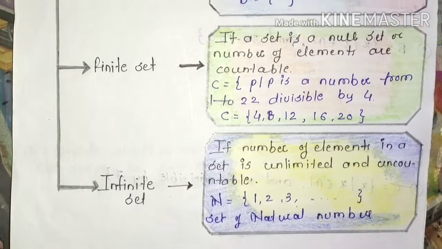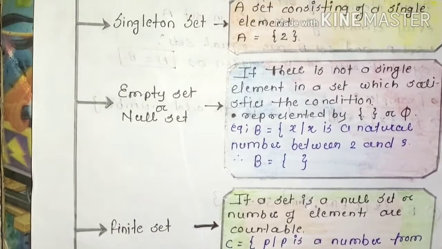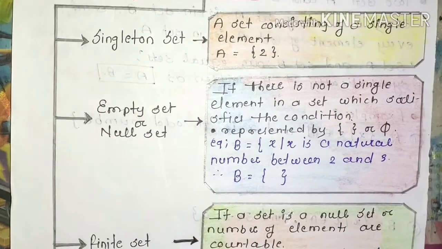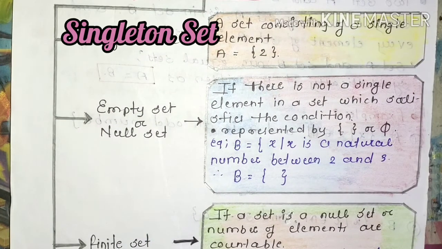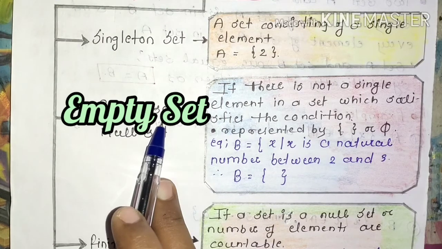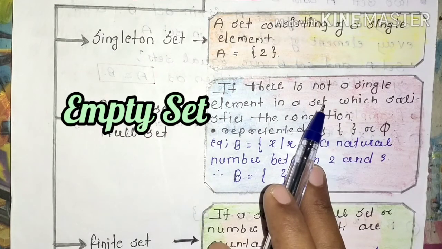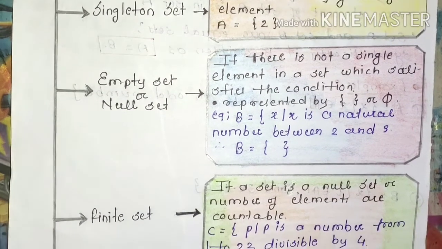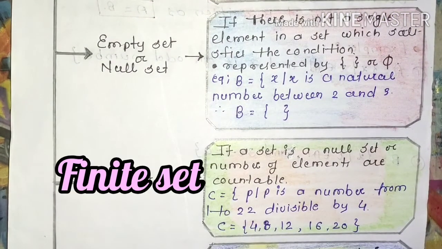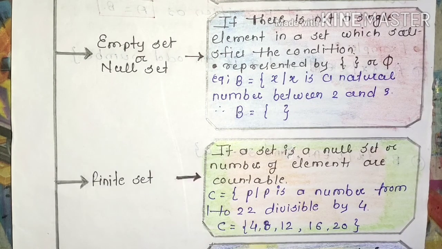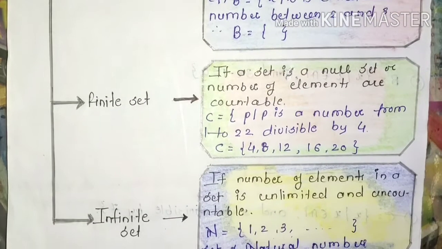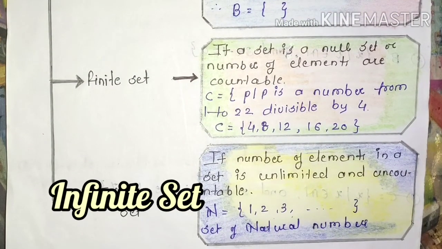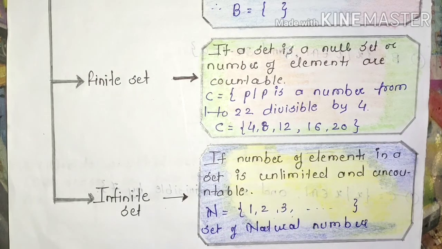So we have the 4 types of sets. First one is the singleton set, which consists of only one element. Second one is the empty set. If there is not a single element in a set, then this set is called the empty set. Next we have the finite set. If the number of elements in the set is countable, then this set is called finite. Next we have the infinite set. If the number of elements in a set is uncountable and unlimited, then this set is called the infinite set.